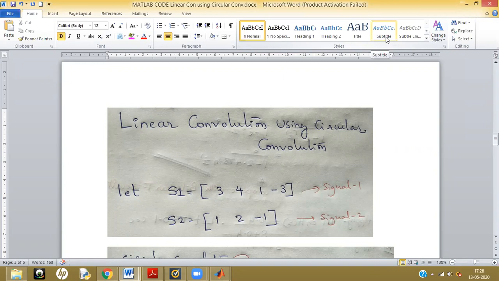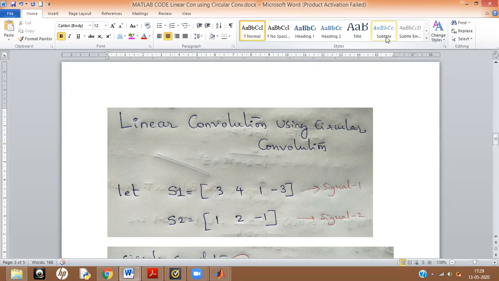For this, I have considered two simple signals. Say signal one is 3, 4, 1, minus 3, and signal two I have considered as 1, 2, and minus 1. You can consider different signals and try working out the solutions and verify the answers using the software. So this S1 and S2 are these two signals.